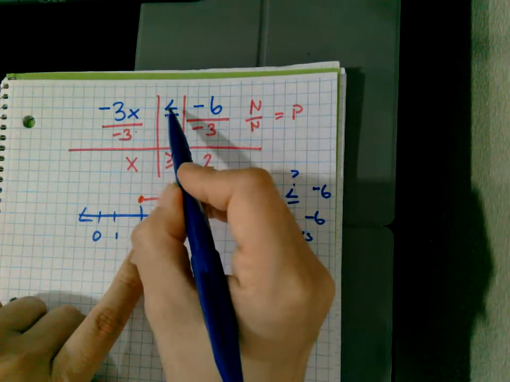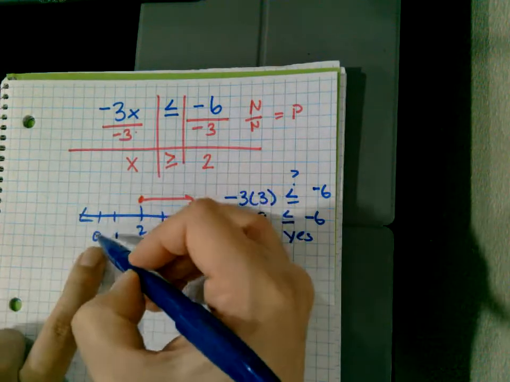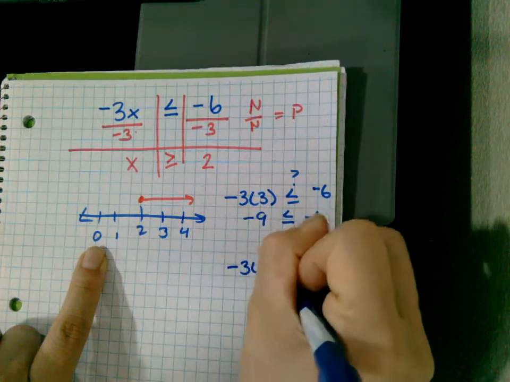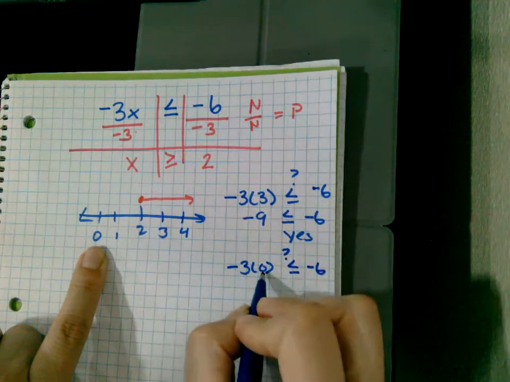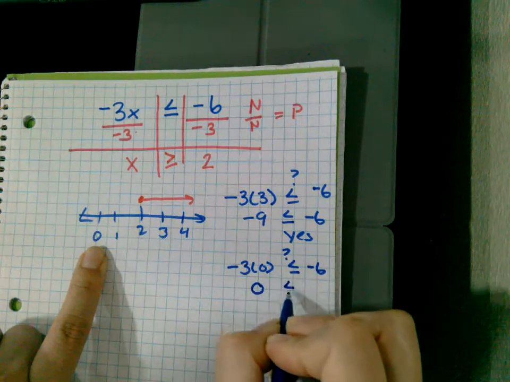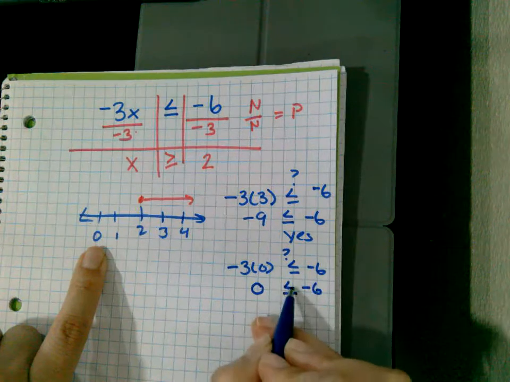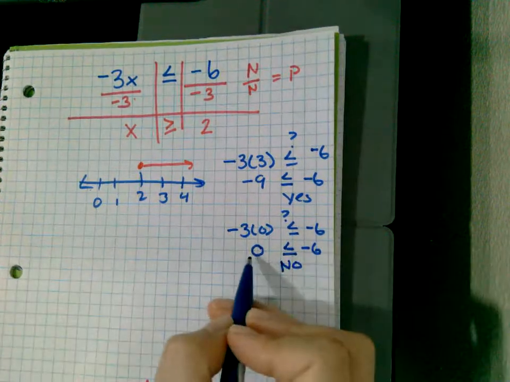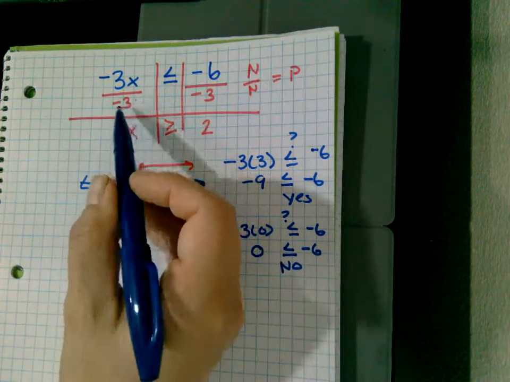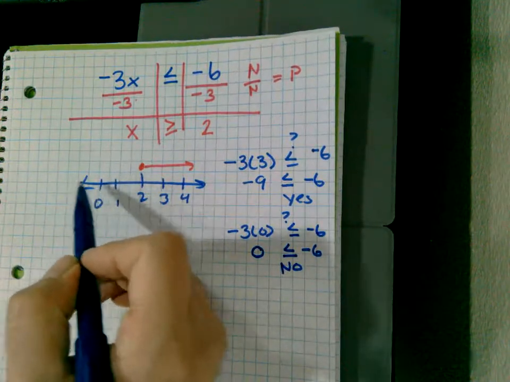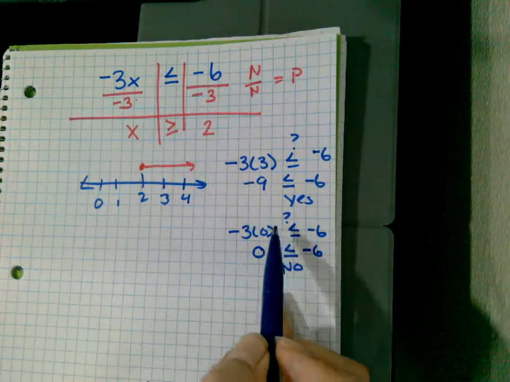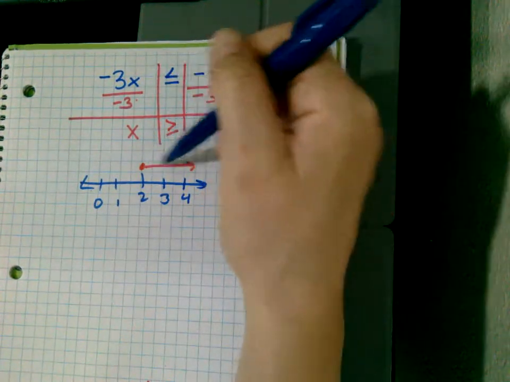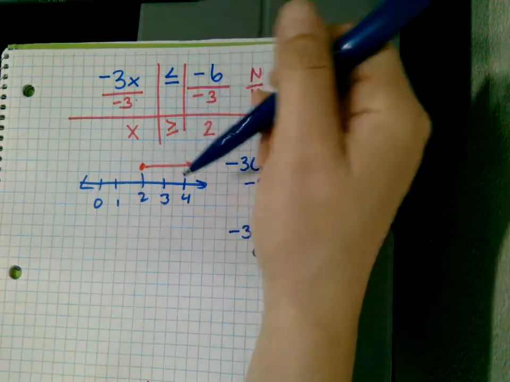Now, what if I did not flip it and I ended up shading this way? Let's choose 0. -3 times 0 is less than or equal to -6. Well, -3 times 0 is 0. Is 0 less than or equal to -6? No, right? 0 does not work if I plug it back into my inequality. So hence, it can't be shaded because it's not going to give me a correct solution at the end. That's why we flip the inequality, because your true values, the numbers that we have to shade, are actually opposite to this. Okay?